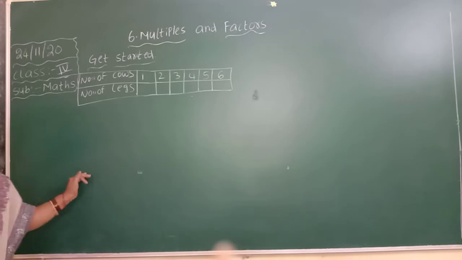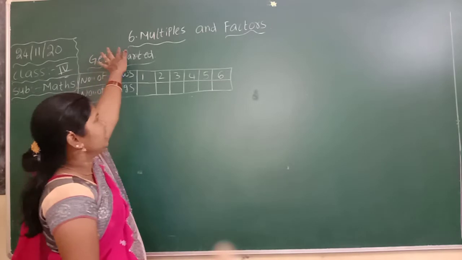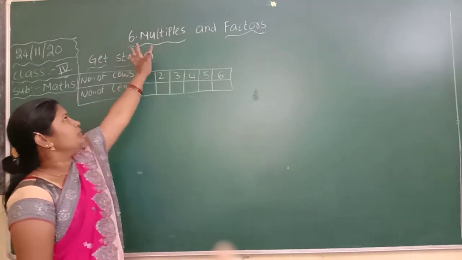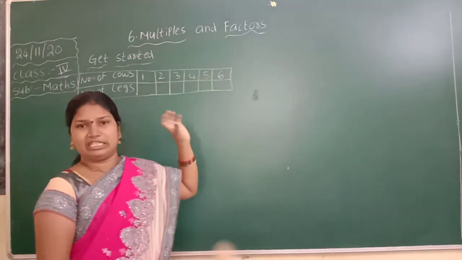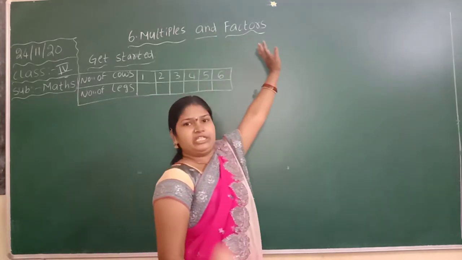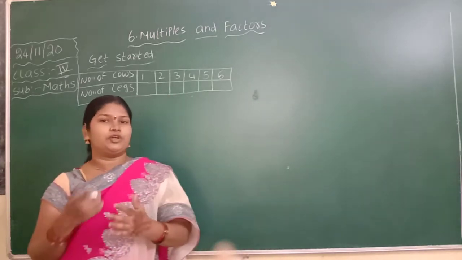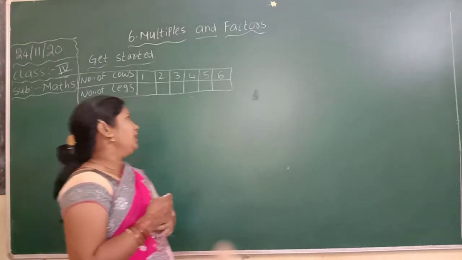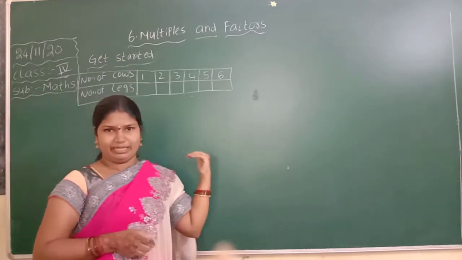Today we are discussing a new topic, that is multiples and factors. It is our 6th chapter. Say the spelling of multiples once. Multiples, multiples, and factors, factors. In this chapter, we have to discuss what we mean by multiples and what we mean by factors. Okay. Here, in your textbook, page number 106, they have given some get started bits.